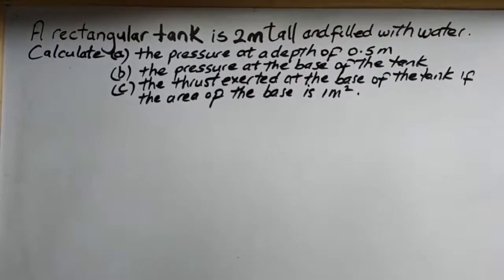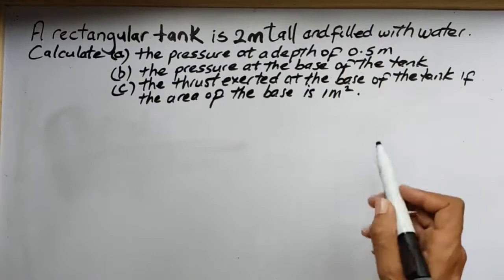This question says, a rectangular tank is 2 meters tall and filled with water. Calculate A, the pressure at a depth of 0.5 meters, B, the pressure at the base of the tank, and C, the thrust exerted at the base of the tank if the area of the base is 1 meter squared. For questions like these, it's best if you draw a diagram.